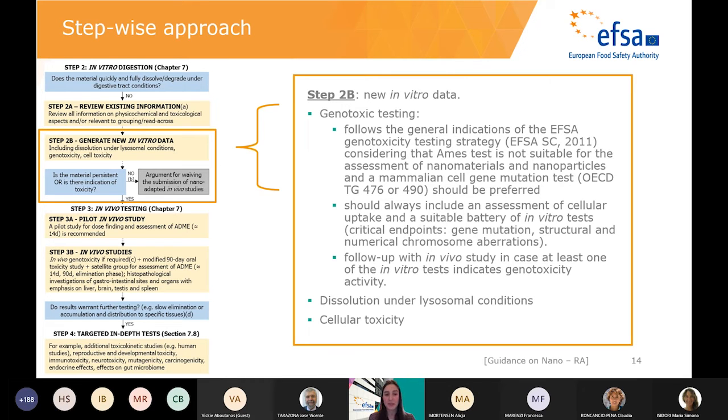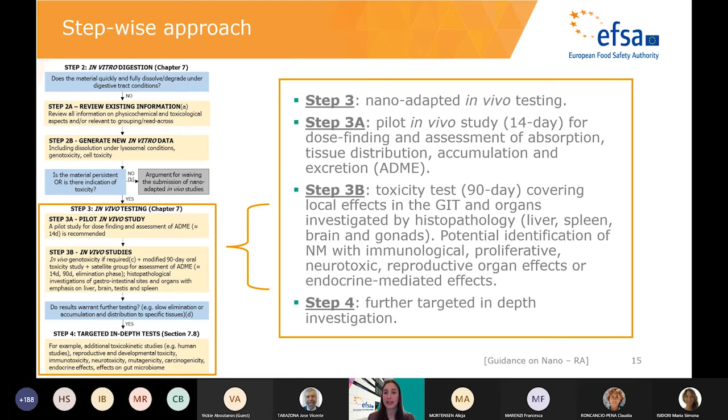So if the material is persistent and there is indication of toxicity, the following step foresees the performing of in vivo testing. In vivo testing, in the context of this guidance, is nano-adapted in vivo testing. The first step is step 3A and consists of a pilot in vivo study for dose finding and assessment of ADME, so absorption, tissue distribution, accumulation, and excretion.